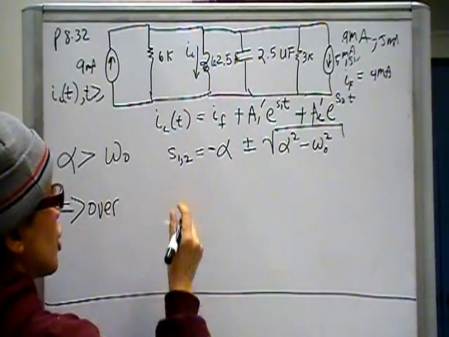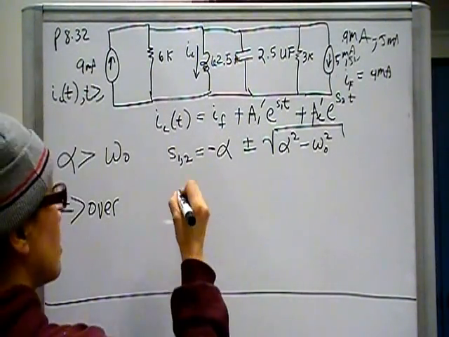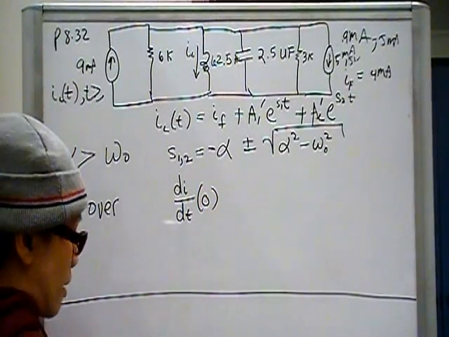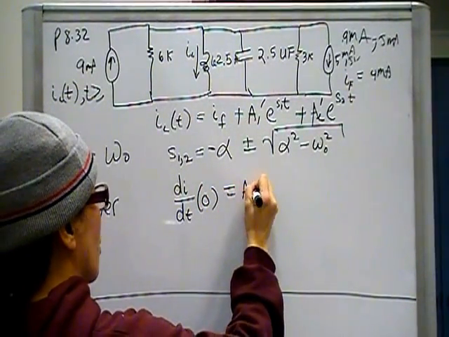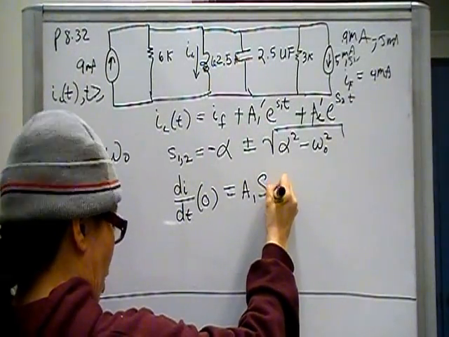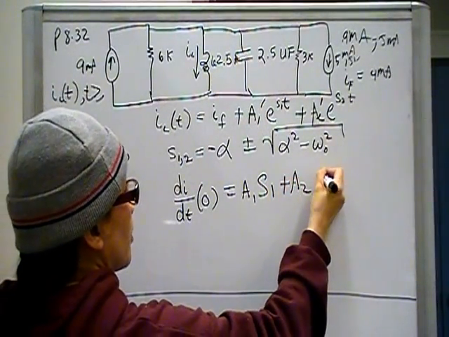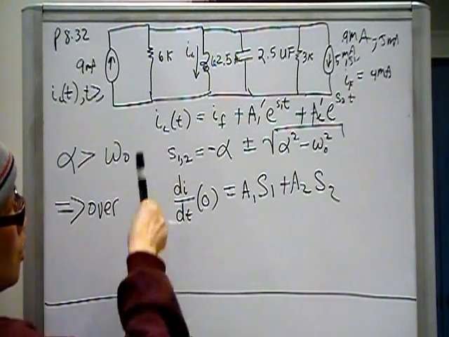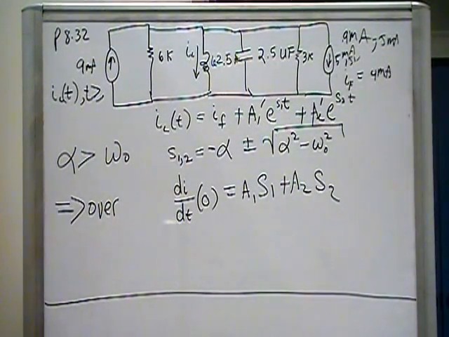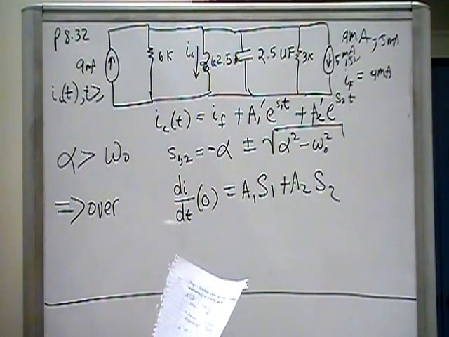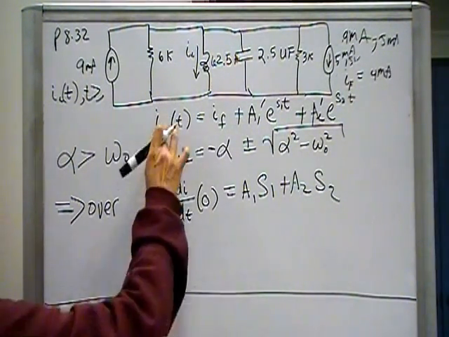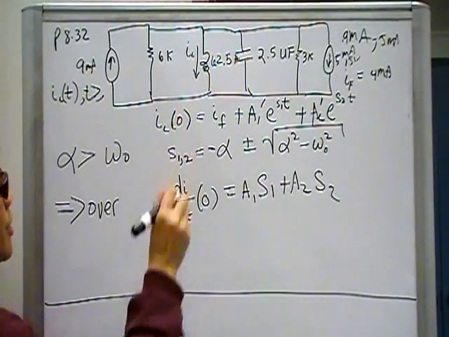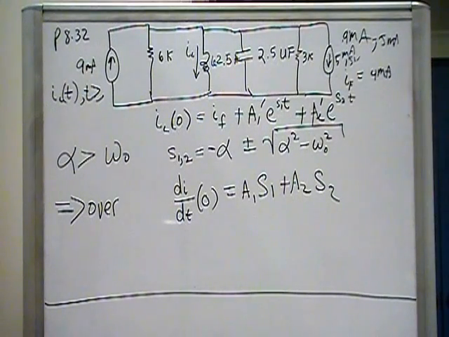For the coefficient equations, we have di dt exactly at 0 is equal to A1 S1 plus A2 S2. So this gives us two equations, two unknowns, and actually this should be I0. This is a coefficient one. So the current at time 0 through the inductor is equal to the final current.